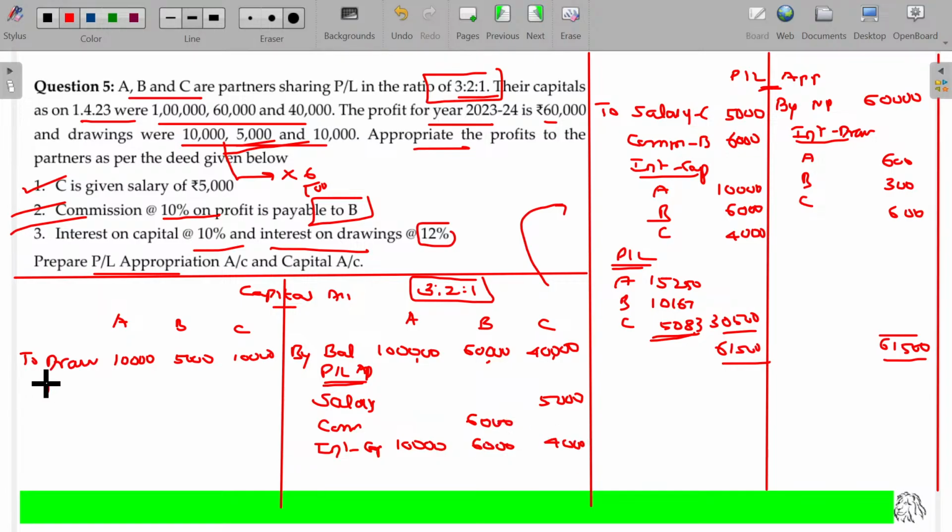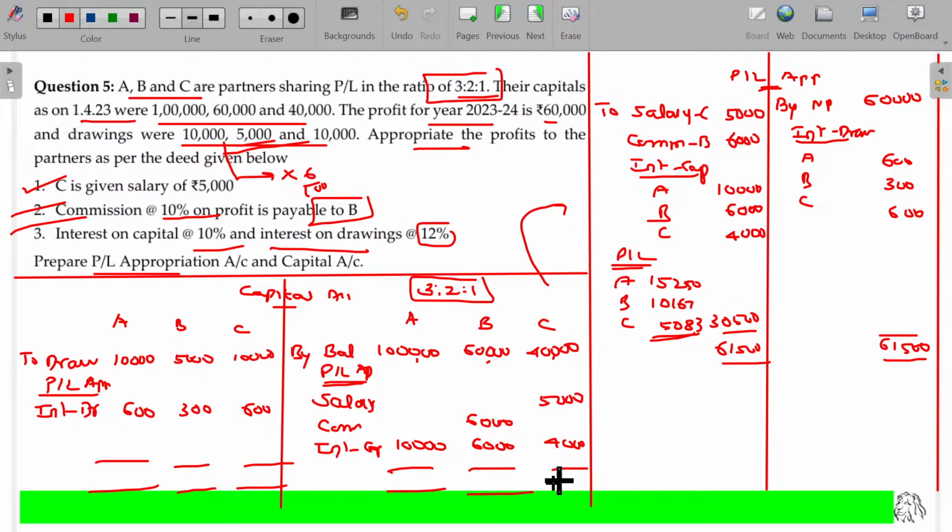Interest on drawings should be debited to the partner's capital account, P&L appropriation account. Interest on drawings, A 600, B 300, C 600. Now find out the closing balance of capital. Profit and loss ratio, 15,000, 250, okay, 10,167 and 5,083.